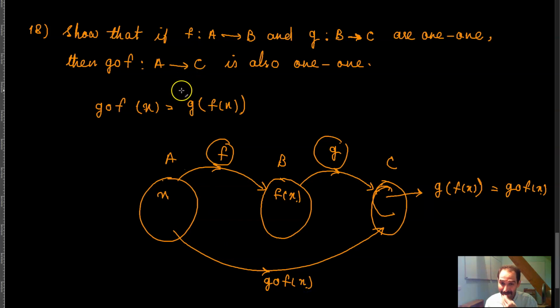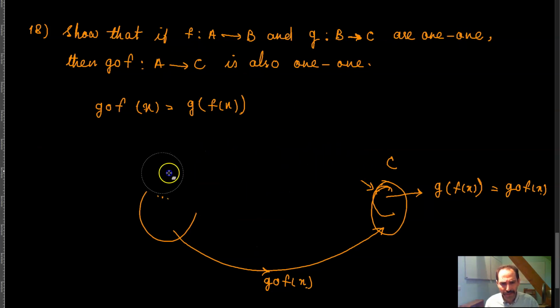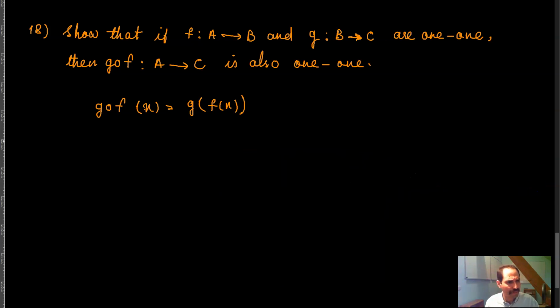Now, we want to show that if f and g are 1 1, then g o f is also 1 1, right? Now, in order to do that, let's suppose that, since f and g are 1 1, you can say that g of f of x1 is equal to g of f of x2.